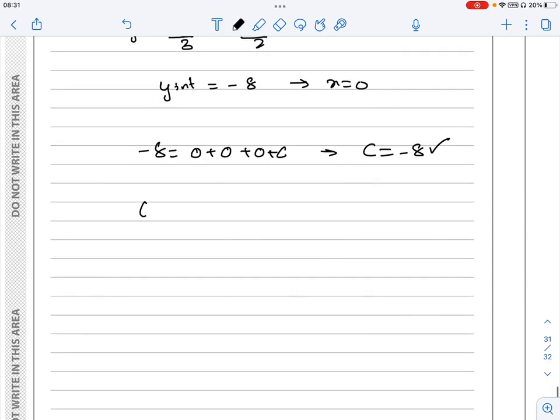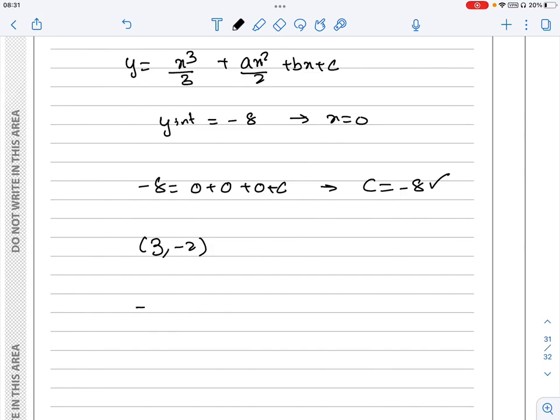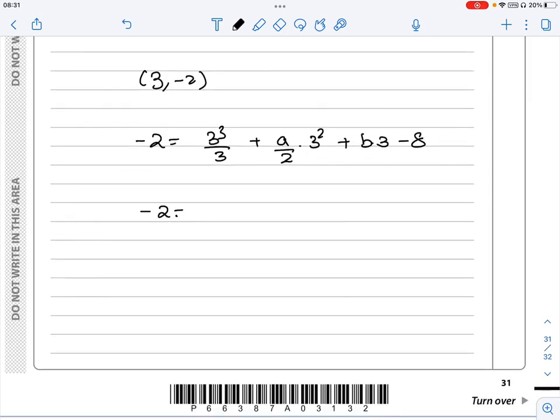Next, it passes through 3 comma negative 2. So plug in 3 comma negative 2. Negative 2 equals 3 cubed by 3 plus a upon 2 times 3 squared plus b times 3 minus 8. So minus 2 equals 27 upon 3, which is 9, plus 9a upon 2 plus 3b minus 8. So 9a upon 2 plus 3b equals minus 3.